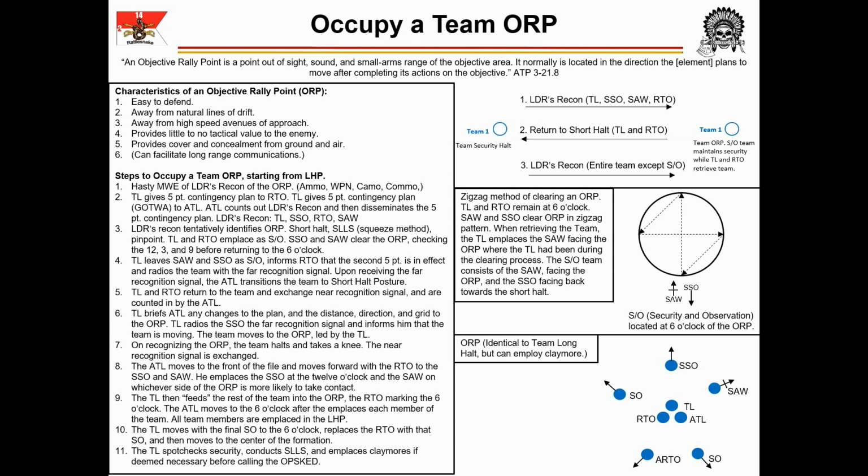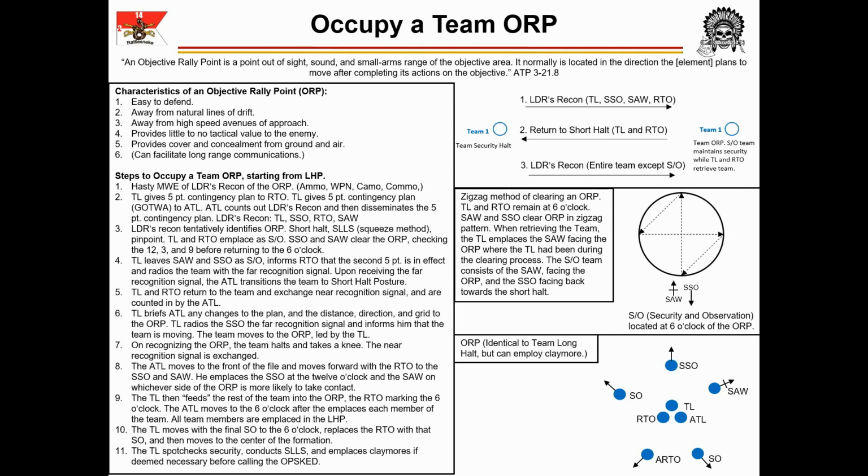When he emplaces S&O, the team leader faces the SAW towards the ORP and the SSO back towards the team's halt. He ensures that the SSO still has FM communication with the team and notifies the SSO that the 5-point contingency plan he was given in the halt prior to departing on the leader's reconnaissance is now in effect. The SSO acknowledges. The team leader now radios the ATL back in the halt as the FAR recognition signal.